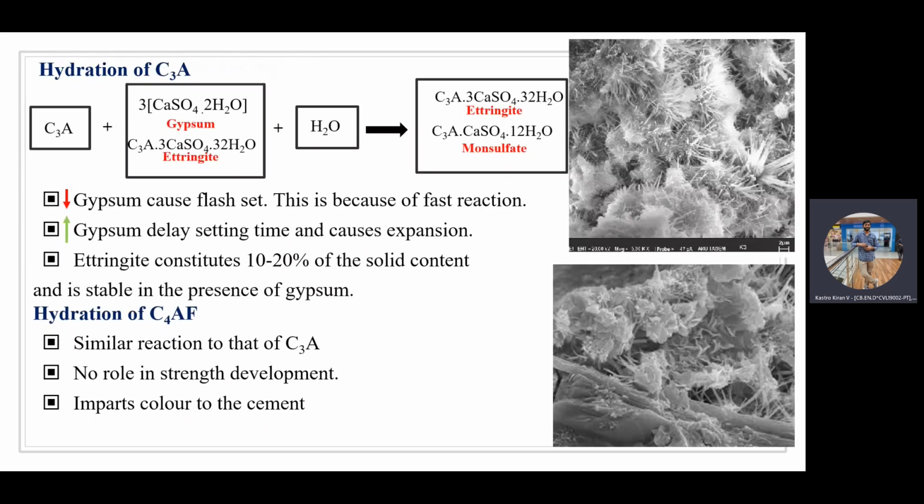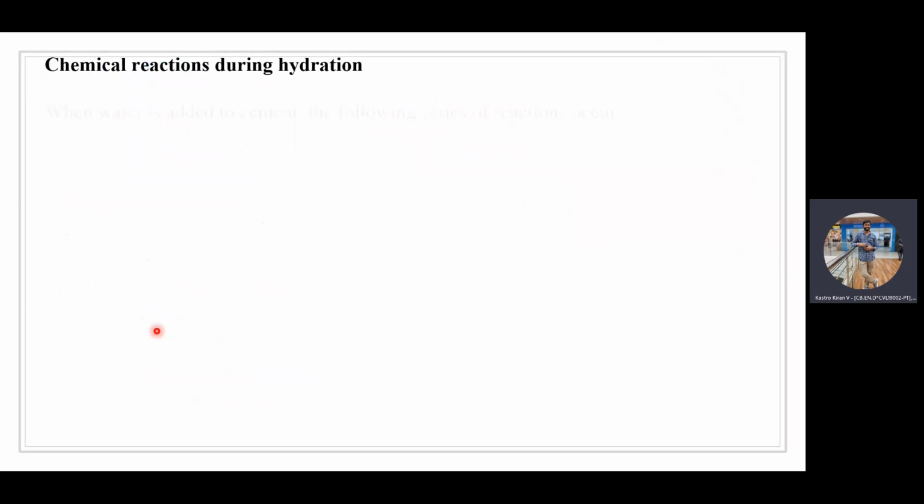Up to here it is fine, no problem with the reactions, but we need to focus more on the reactions here. The chemical reactions that are going to happen during the hydration process are basically because of the presence of water. All the chemical reactions that are going to happen are because of the presence of water. Now let's see how those reactions will happen one by one.